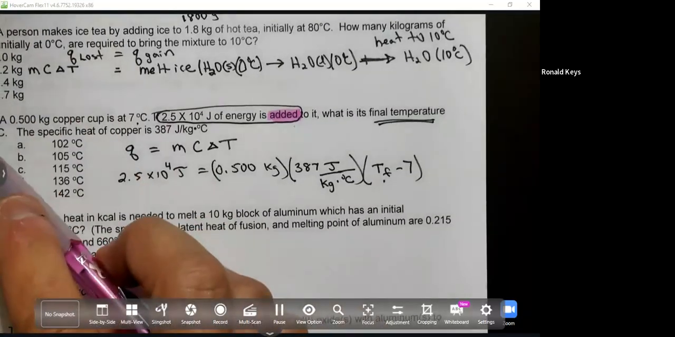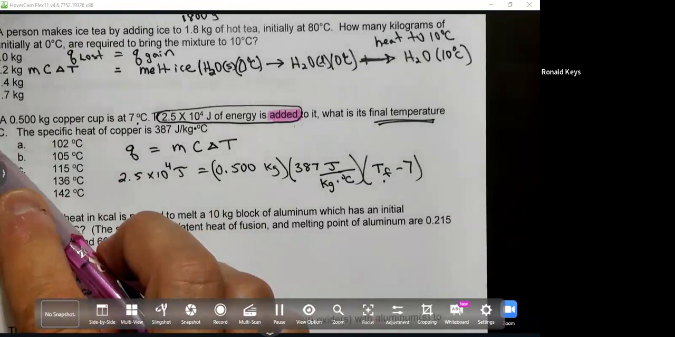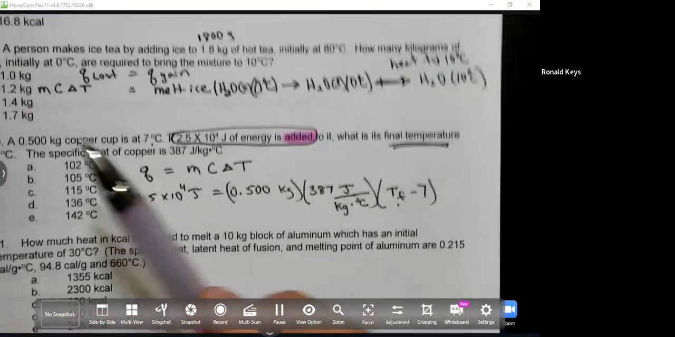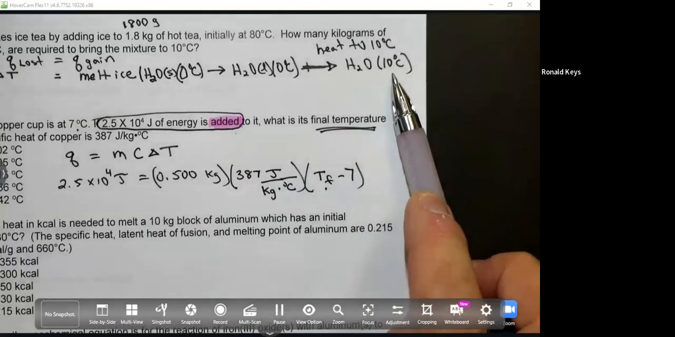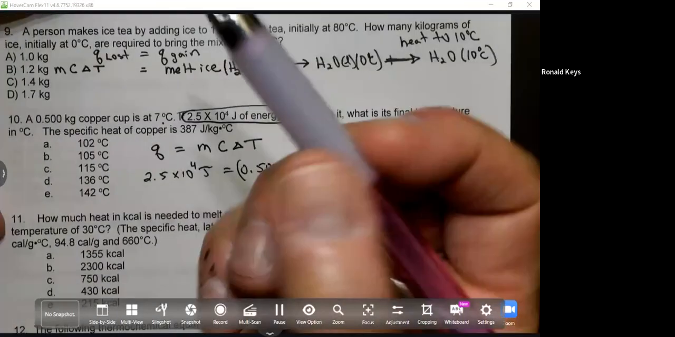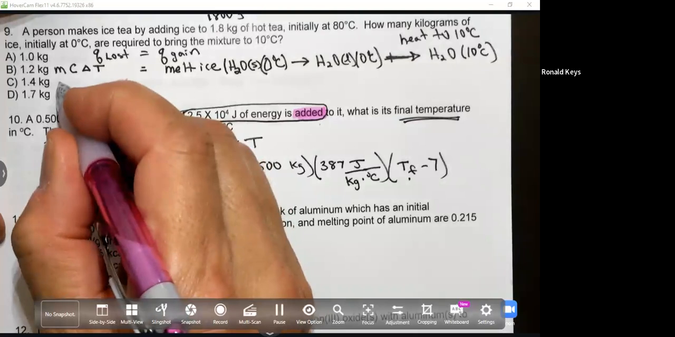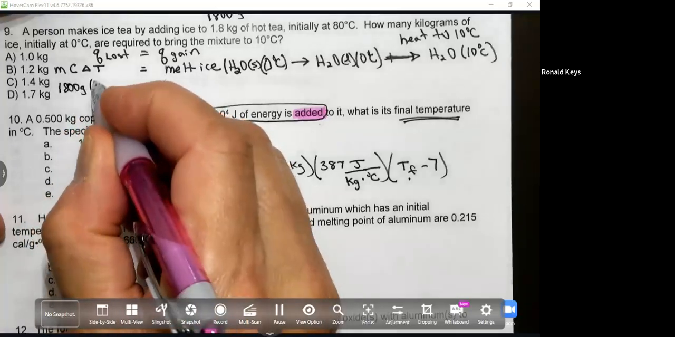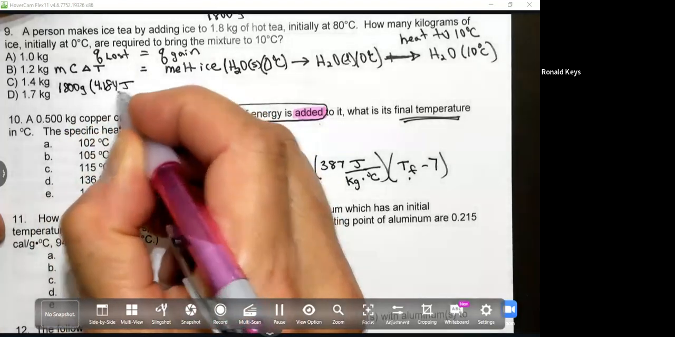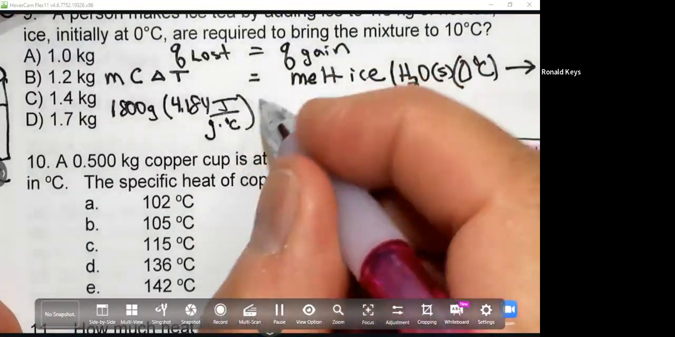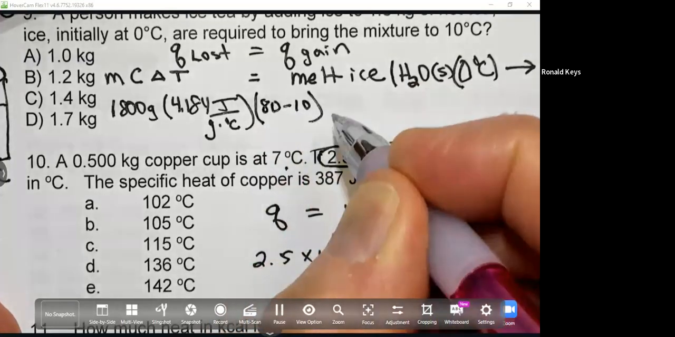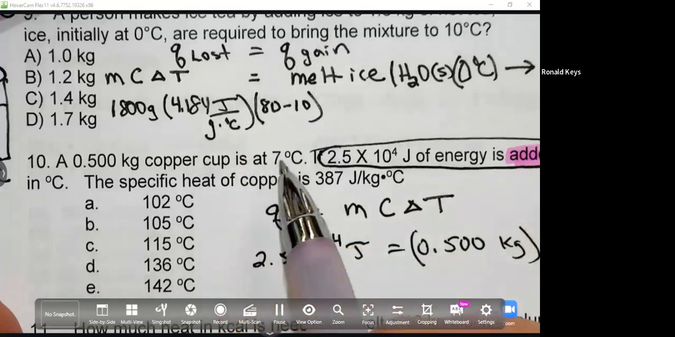So again, my 1,800 grams is going to lose heat. It's going to go down to 10 degrees. That heat energy is going to go into melting the ice and then getting that ice up to 10. And we want the mass of the ice. So let's put this in here. I'm going to start over here and maybe get a number here. So this is 1,800 grams, 4.184 joules per gram degrees Celsius. Zoom in. So my temperature change here is going to be 80 minus 10. I know that's in degrees Celsius. I'm trying to save a little bit of room.